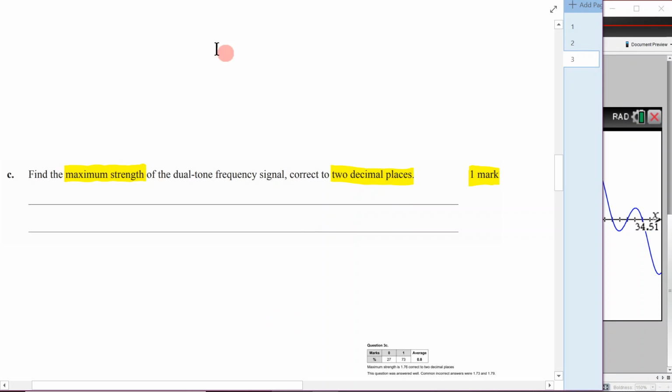So let me come and get my pen. And I'm going to say that the max strength is 1.76. 2 decimals, way to go.